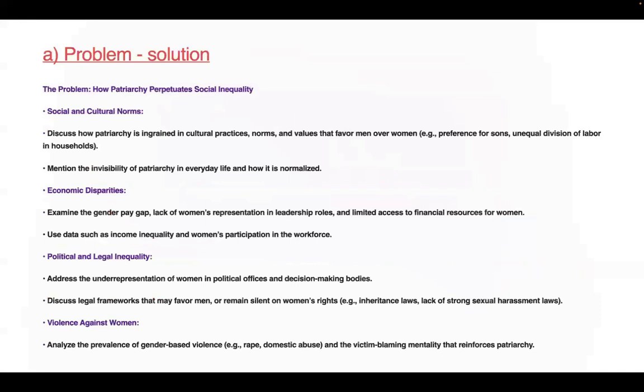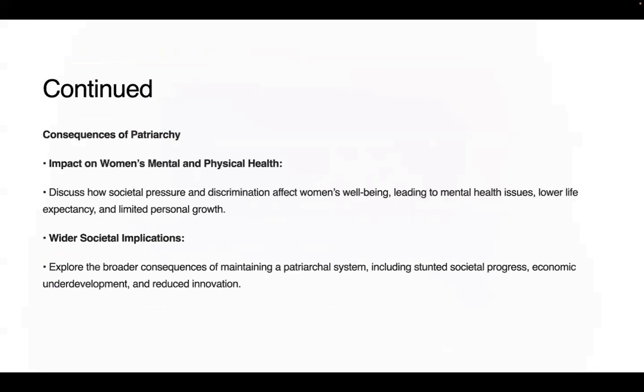Let's give an example. The first is the problem solution method. So let's see in the same essay how patriarchy is the biggest form of social inequality yet unnoticed. So the problem is how patriarchy perpetuates social inequality. We'll talk about various things: social and cultural norms, unequal division of labor in households, and the various aspects of patriarchy. The economic disparities, the political and legal inequality, the violence against women. You will talk about all of these things.